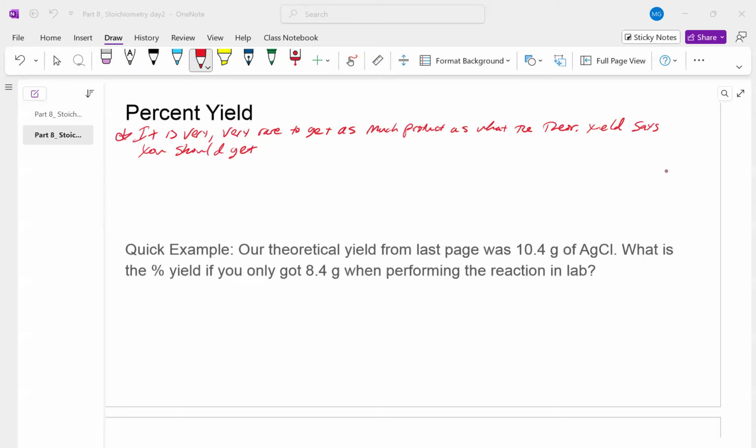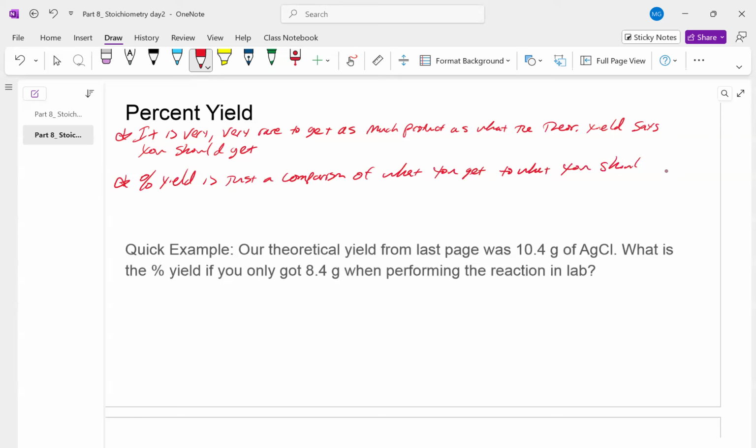But one of the things we do like to do is compare how much we get in the lab to what we calculated before we set up the reaction. How much should we have gotten? And we call this percent yield. Percent yield is just a comparison of what you get to what you should have gotten.